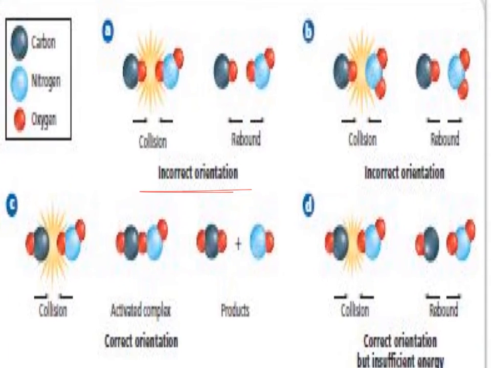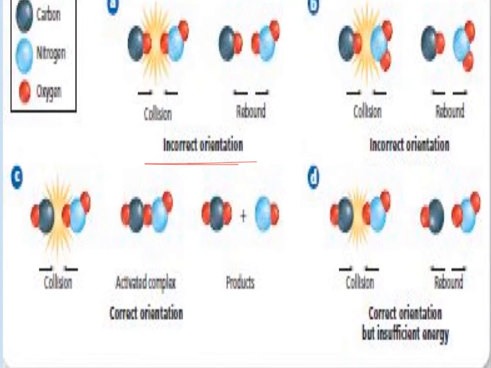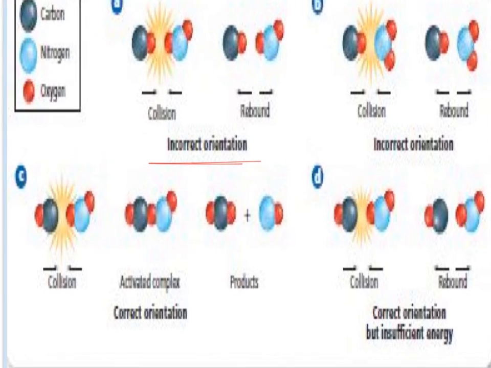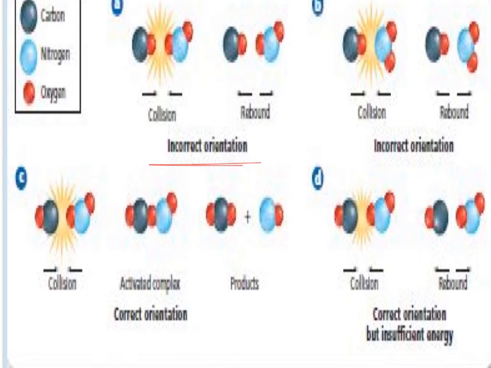But if we move down and look at the next one, now when the carbon hits the oxygen on the nitrogen dioxide, this is exactly where it needs to hit, and they form what's called the activated complex, allowing that activated complex to separate into our 2 new molecules. And finally, they could hit in the correct spot like they do in D, but still not form the product because they didn't have enough energy to actually form that activated complex.